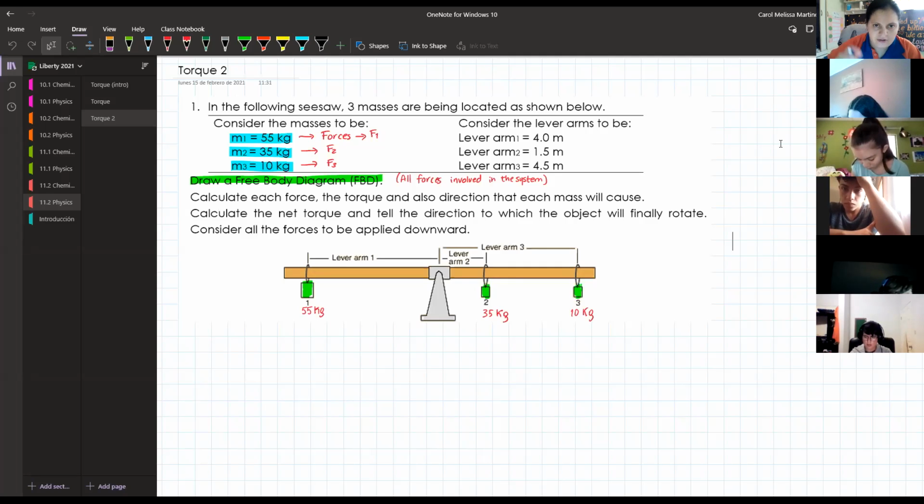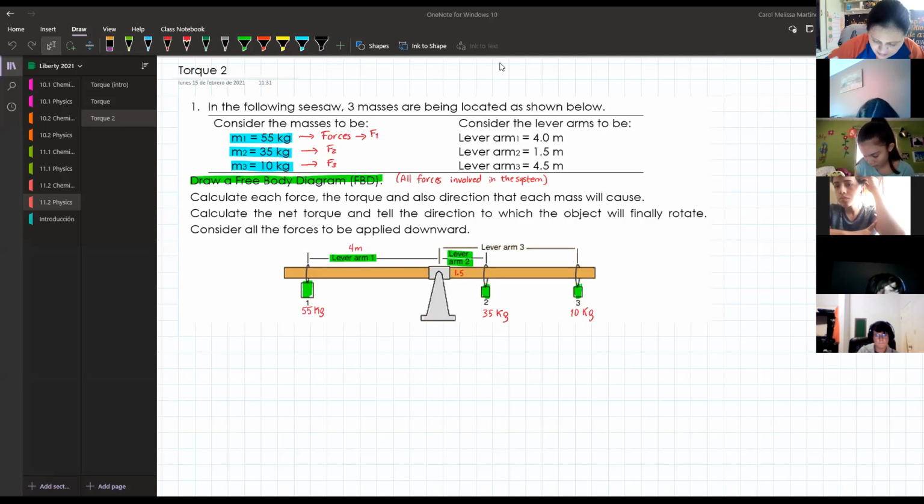And then we have the information from the table. Lever arm 1 is 4 meters. Lever arm 2 is 1.5 meters. And lever arm 3 is 4.5 meters. Okay, that is the information given for the exercise. Now I need to work on the first step, which is to draw a free body diagram.